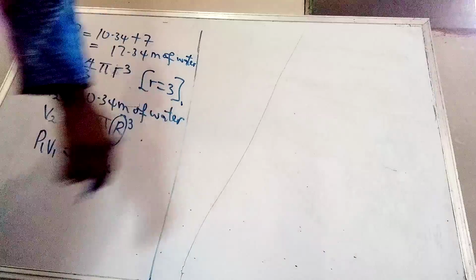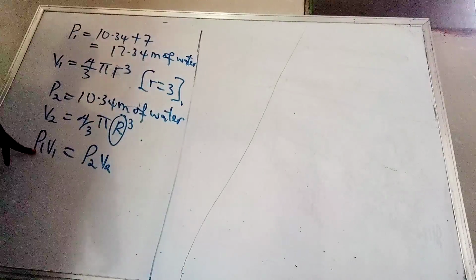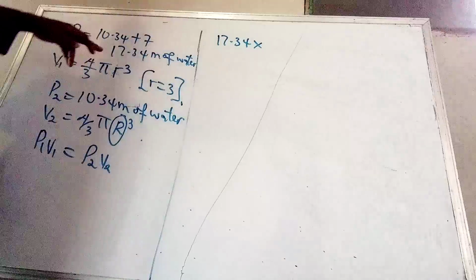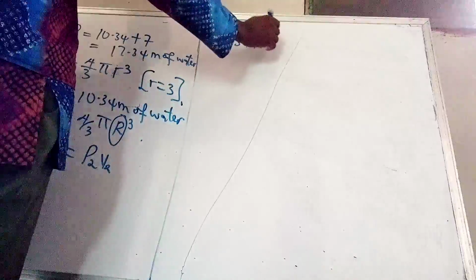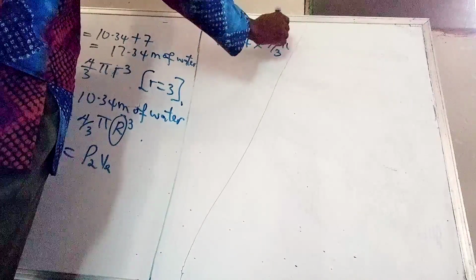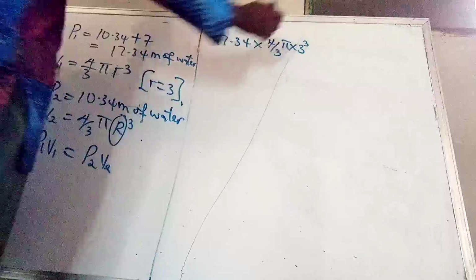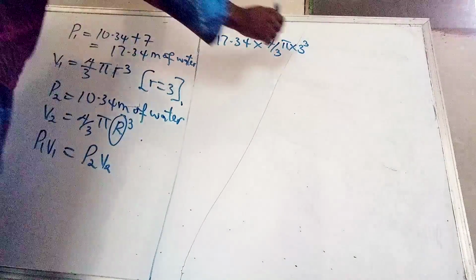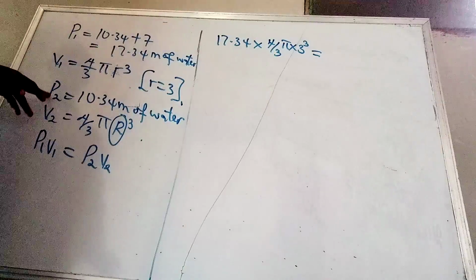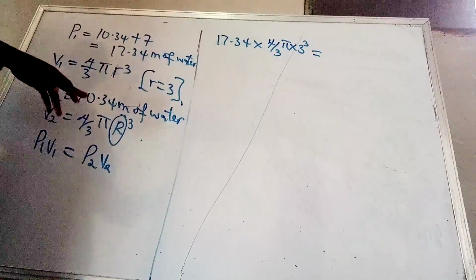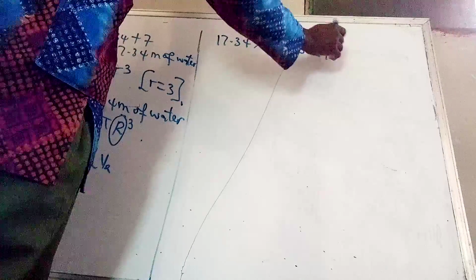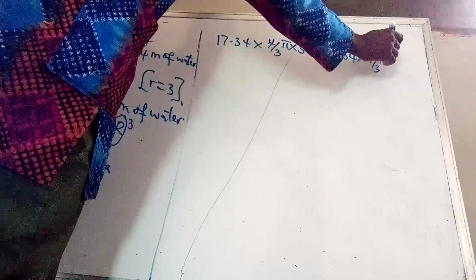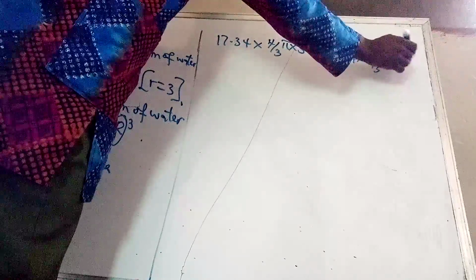Alright, by substitution, initial pressure will be replaced with 17.34 multiplied by the initial volume, which is 4/3 pi times 3 raised to the power 3, being the radius of the bubble at the bottom, equals the final pressure when the bubble is at the surface. That will be 10.34 times 4/3 pi r raised to the power 3.